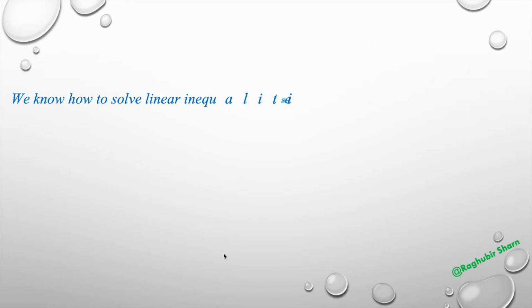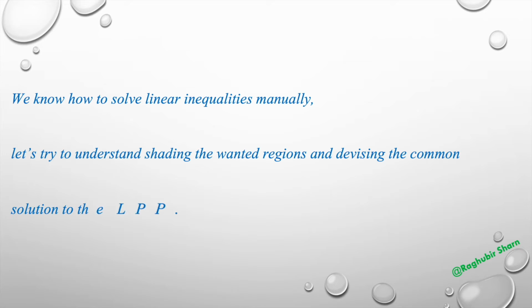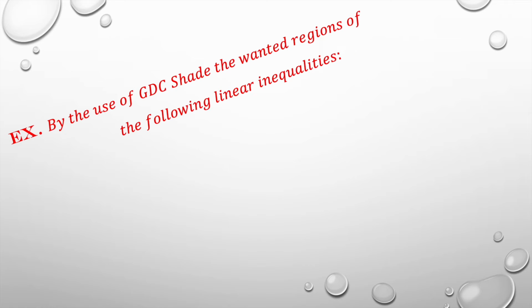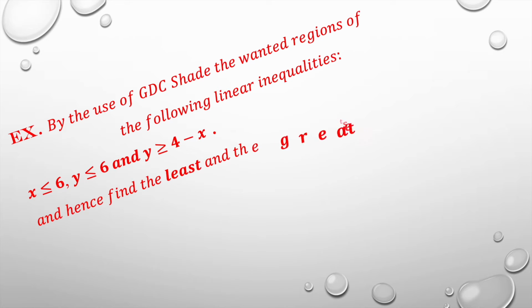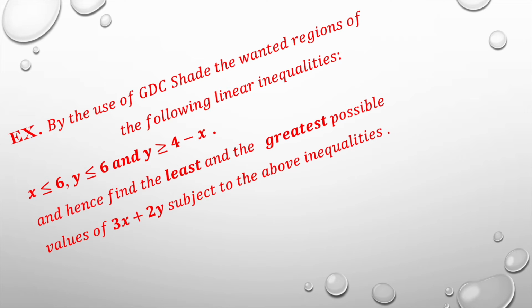We know how to solve linear inequalities manually. Let's try to understand sharing the wanted regions and devising the common solution to the given set of linear inequalities. For example, by the use of GDC, shade the wanted regions of the following linear inequalities: x less than or equal to 6, y less than or equal to 6, and y greater than or equal to 4 minus x. These are three simultaneous linear inequalities, and hence find the least and the greatest possible value of 3x plus 2y subject to the above inequalities.